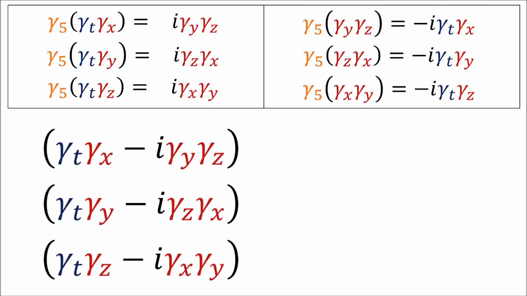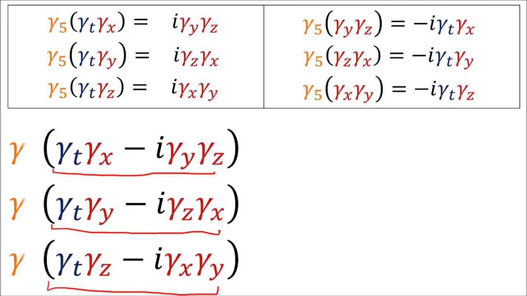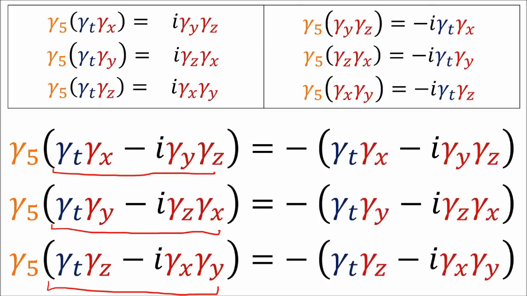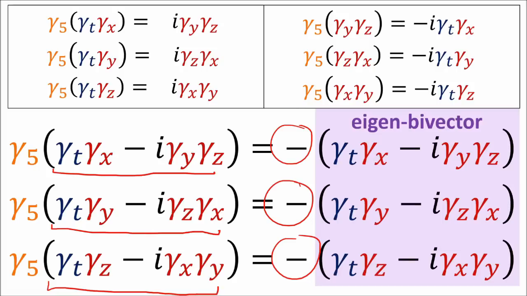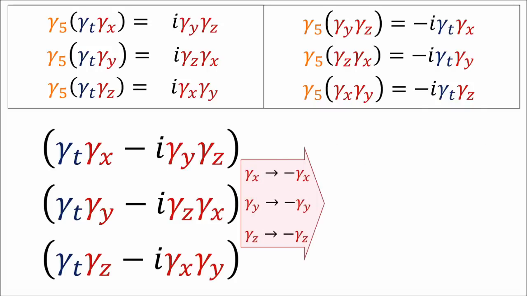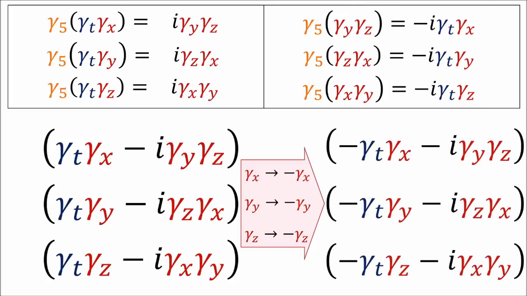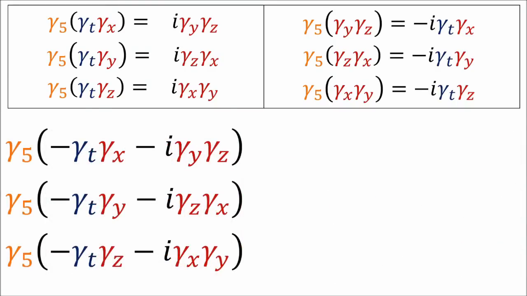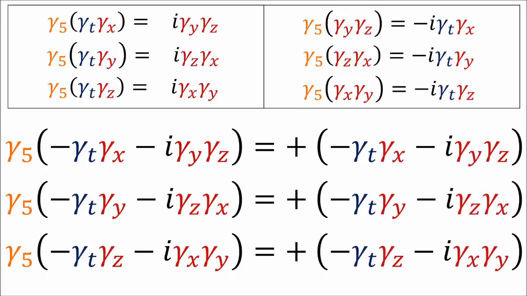Using these rules, we can build these 3 linear combinations of basis bivectors. When gamma 5 acts on these, it returns the same bivectors but with a -1 in front. In other words, these are eigenbivectors of gamma 5 with eigenvalues of -1. Now, if we take these three bivectors and reflect the spatial directions so that gammas x, y, and z become negative, we get another set of three bivectors. When we act on these bivectors with gamma 5, we get eigenvalues of +1 instead.